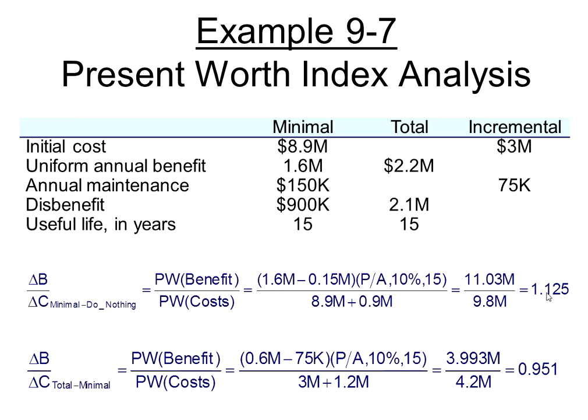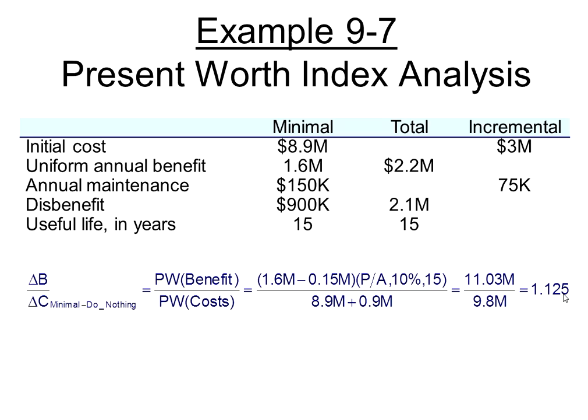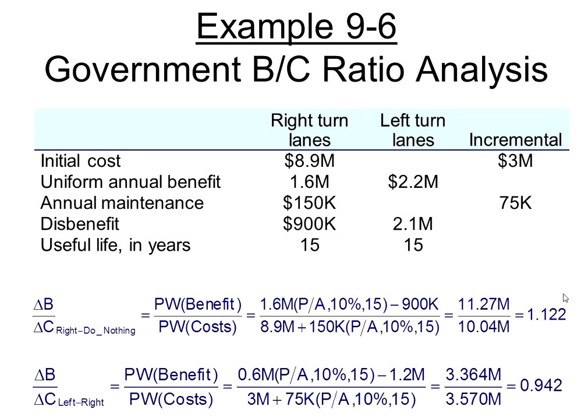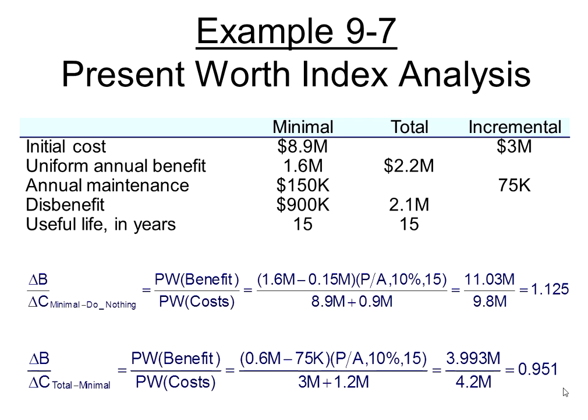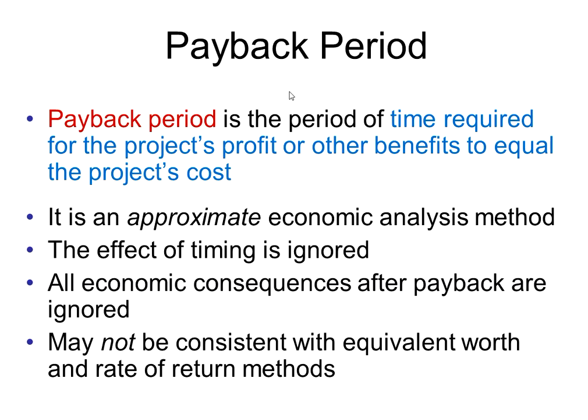See, this was 1.125, and in the previous slide, it was 1.122, and the second one was 0.942, and this is 0.951. But they're still consistent. The result of analysis is consistent even though we're using a different method, right? This is a private sector method. Alright, now let's talk about the payback period.